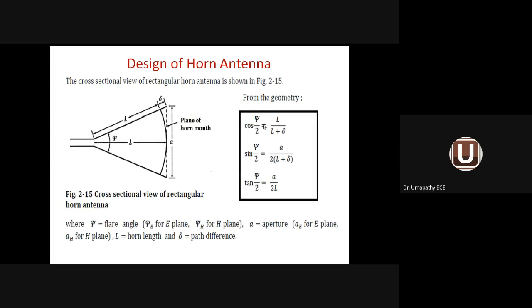The tan of psi by 2 is sin psi by 2 divided by cos psi by 2, which is A divided by 2L. Where psi is nothing but the flare angle, A is the aperture, L is the length of the horn, and delta is the path difference.